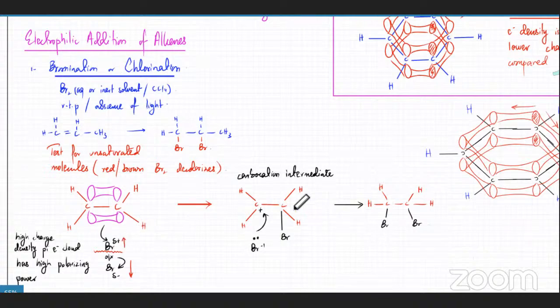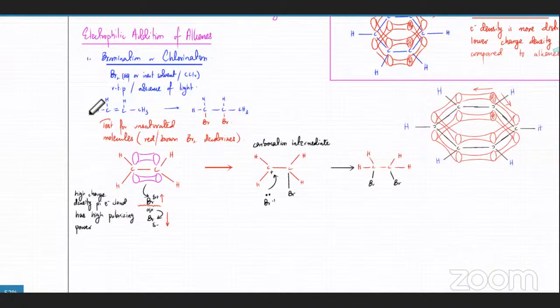The positive one grabs all the electrons in the pi bond and bonds with them. So it forms a bond. The carbon on the other side becomes a carbocation, and Br minus then goes and bonds with it. So that was the mechanism that you studied. And the conditions for this reaction were RTP, and you didn't need any light for that. It was absence of light, and it happened at room temperature.